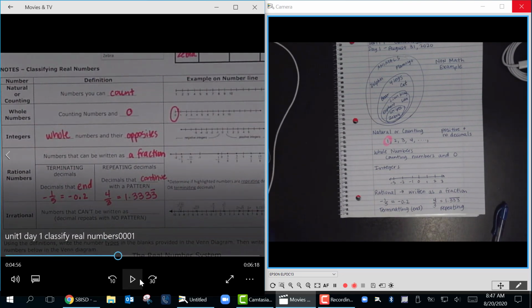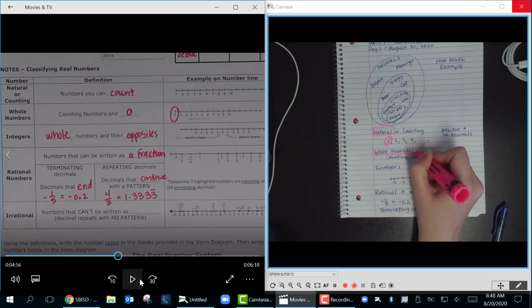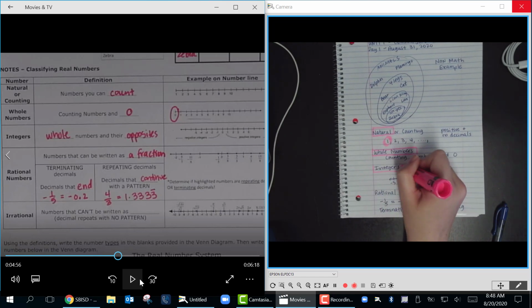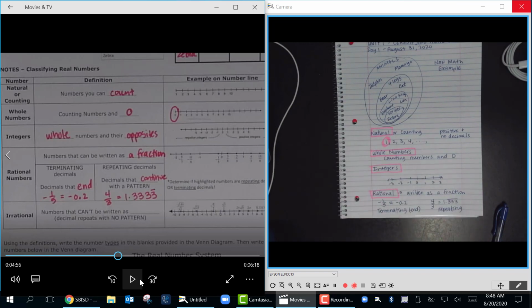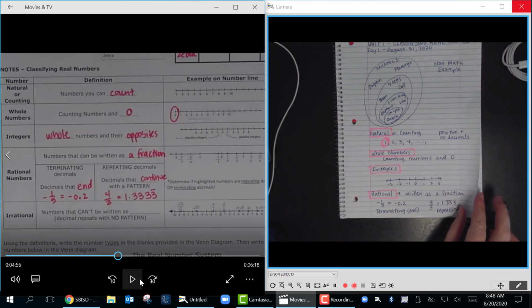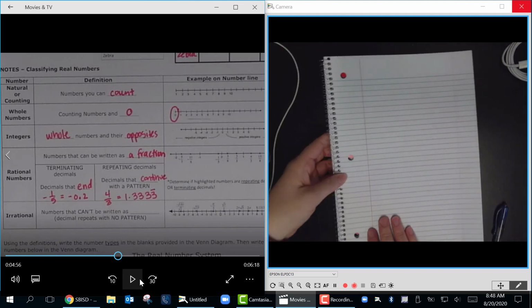What might be helpful for you is making sure you box or highlight your vocabulary. Now notice I've gotten to the end of my page, but the notes aren't over, so what can I do? I can turn the page. I don't have to make it all fit on one page. Okay?